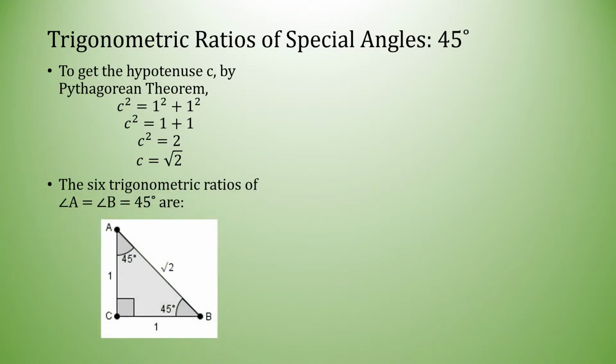We can now get the 6 trigonometric ratios of angle 45 degrees. First is sine 45 degrees. Sine 45 degrees is equal to the opposite side, 1, over the hypotenuse, square root of 2. So sine 45 degrees is equal to 1 over square root of 2. Rationalizing the denominator, we obtain square root of 2 over 2. So sine 45 degrees is equal to square root of 2 over 2.